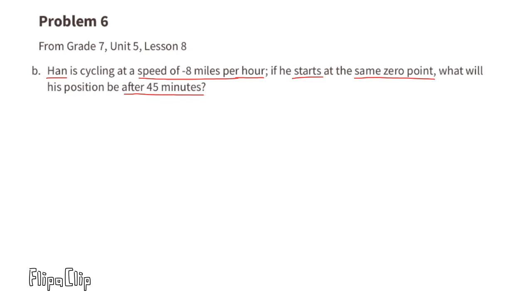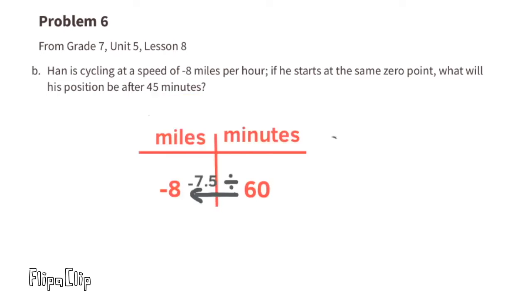B. Han is cycling at a speed of -8 miles per hour. If he starts at the same 0 point, what will his position be after 45 minutes? Remember, -8 miles per hour could really represent a direction that he's traveling. So Han could be traveling 8 miles per hour west, compared to Claire, who may have been traveling east. Again, we can answer this by creating a chart with miles on the left and minutes on the right.